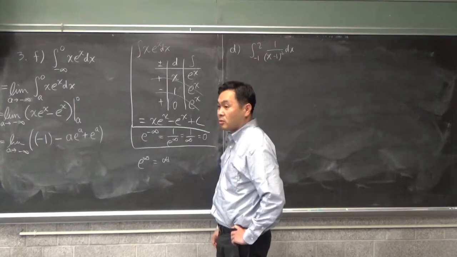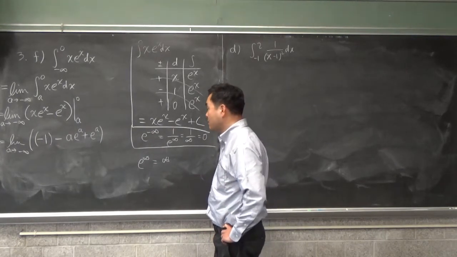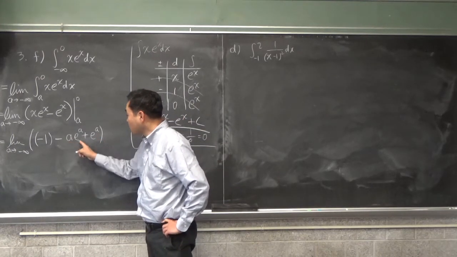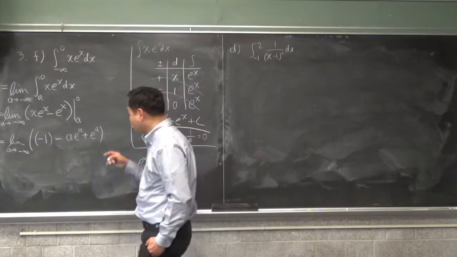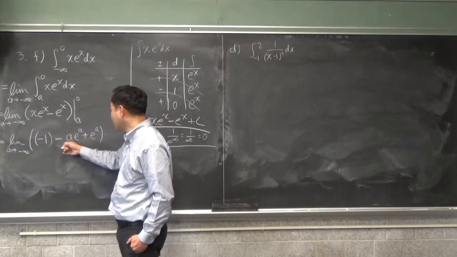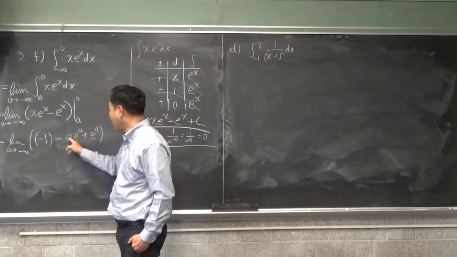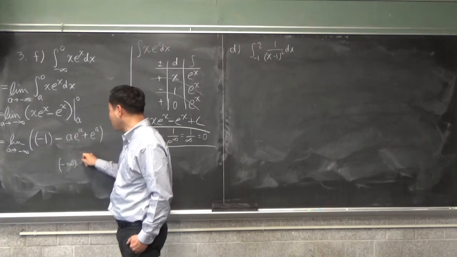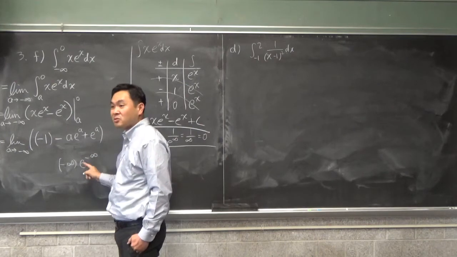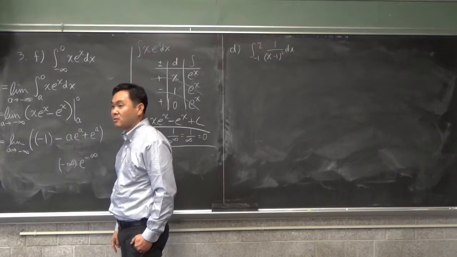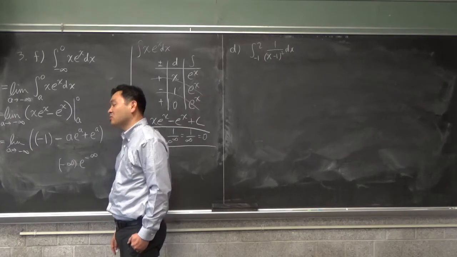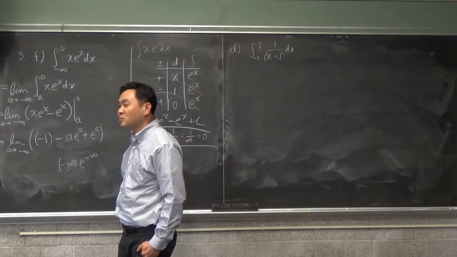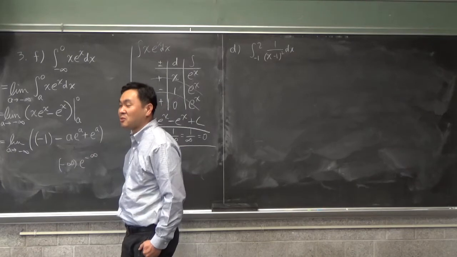So what do we do when we have that? Right, that goes to 0. This is the part that we don't know. The problem here is that this is not so clear. A is going to negative infinity, whereas e to the negative infinity is going to 0. What's 0 times infinity? No, 0 times infinity is indeterminate. We don't know. Sometimes 0 times infinity is 0, sometimes 0 times infinity is infinity.